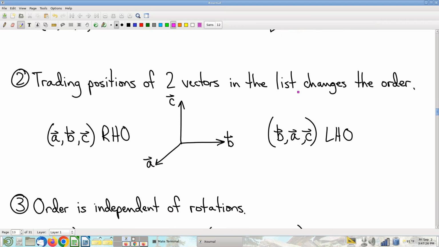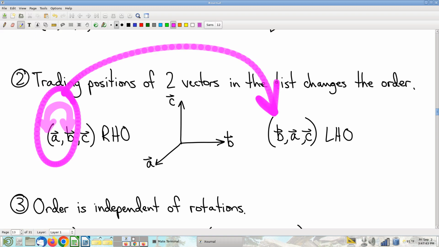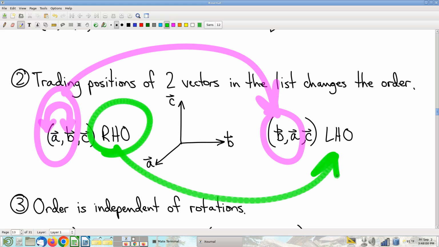So let's look now at trading positions of 2 of the vectors. To answer your question, any 2 of the vectors. What I've got here in this example is I'm trading the positions of A and B. And you see that A first, B second, turns into B first, A second. But I could have done B and C. I could have done A and C. Whatever. Any 2 of them. And I claim that this is going to change the order. You can see in this case it does.